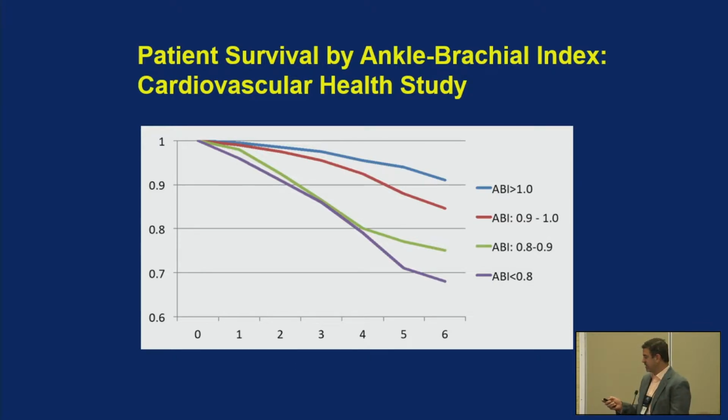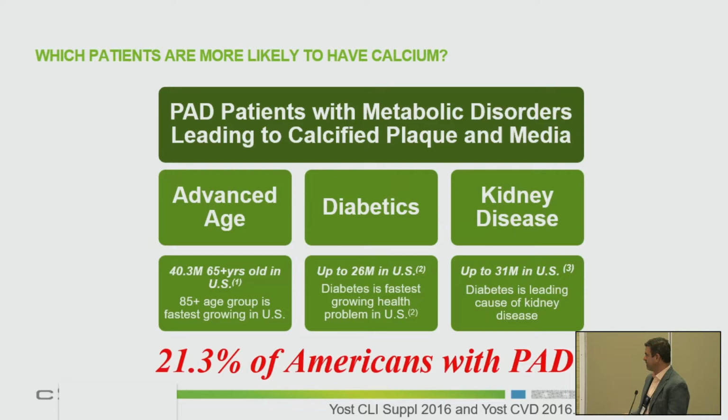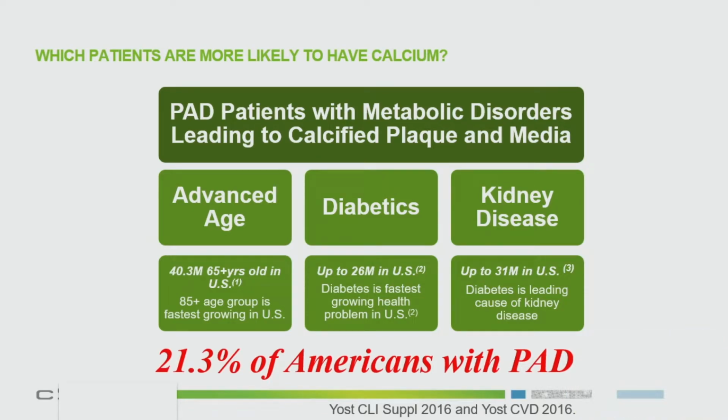So that simple test is very predictive of people that have PAD and their mortality risk. PAD likely is a metabolic disorder of calcium. So we tend to calcify arteries. The patients that tend to calcify the most are those with advancing age.